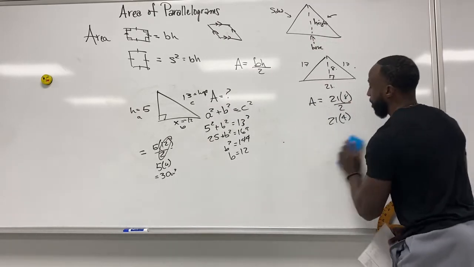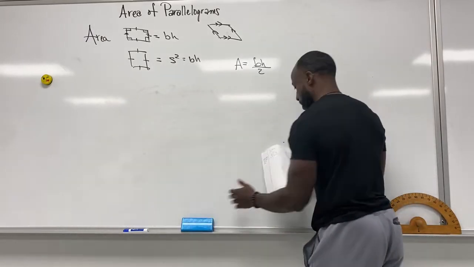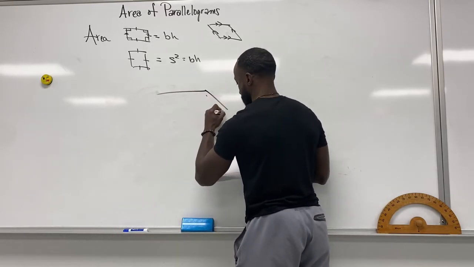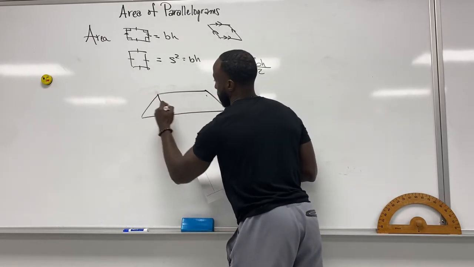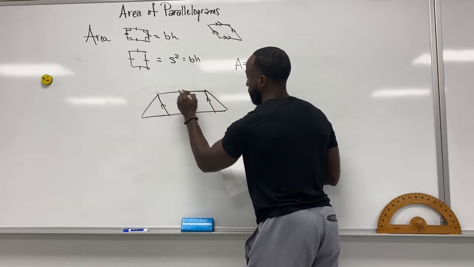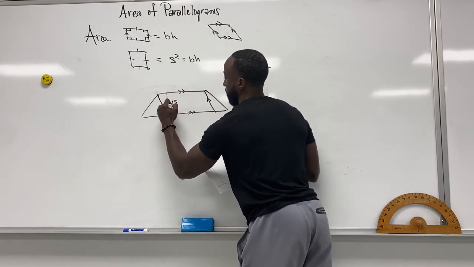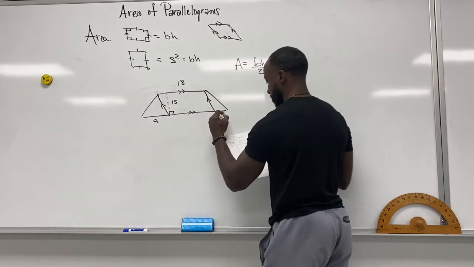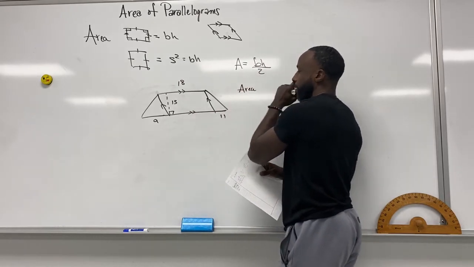Now let's give you a more challenging situation. All right, what if I got this figure here? It looks like this, right? And so in here you got this situation. That's the parallel part. This is the other parallel part. And then I told us the height is 13. So this is the height. This is 18, this is 9, and this is 11. They want to know the area of the whole thing, right?